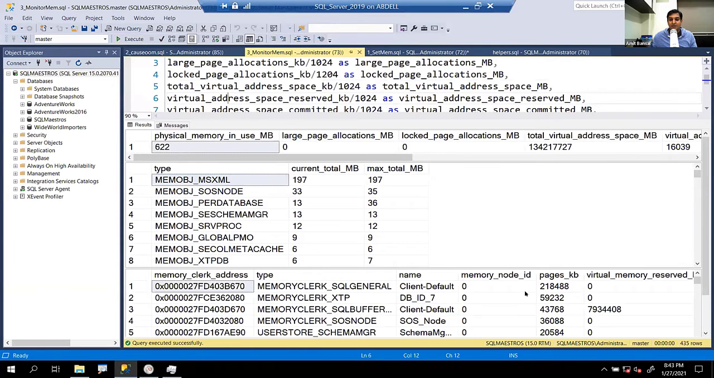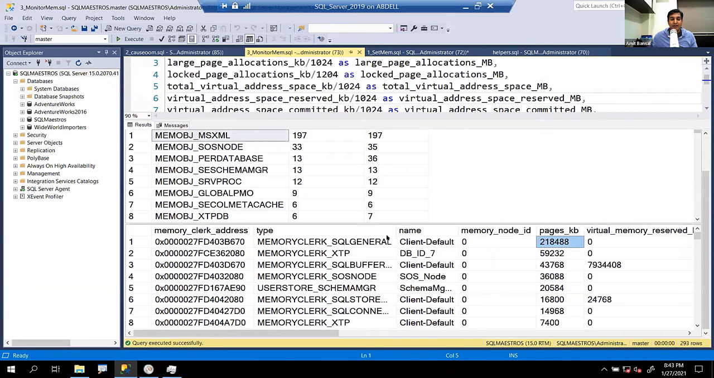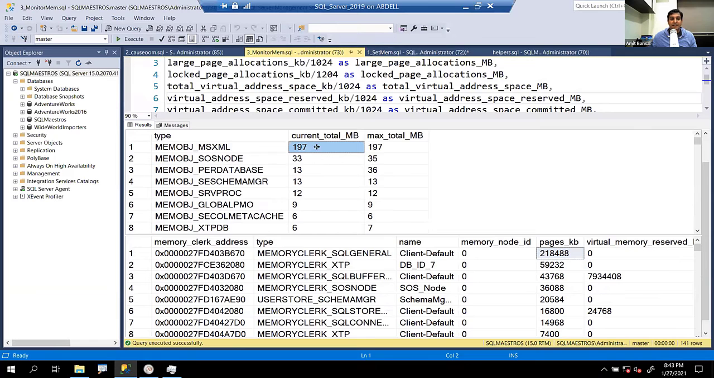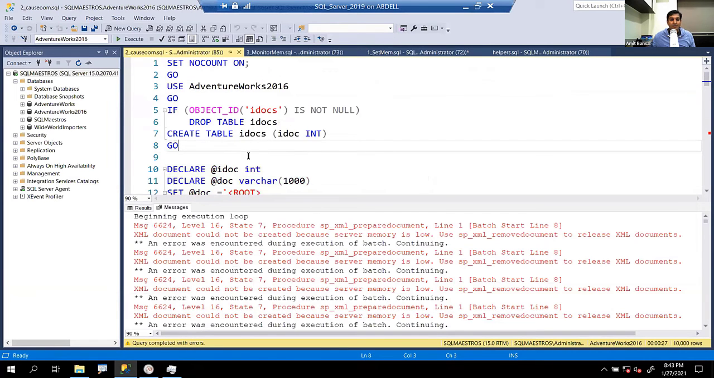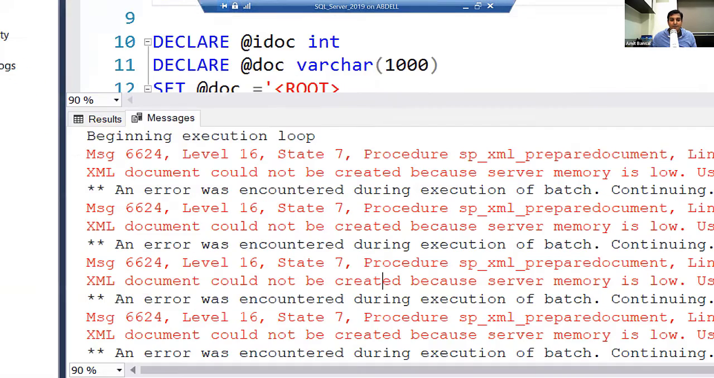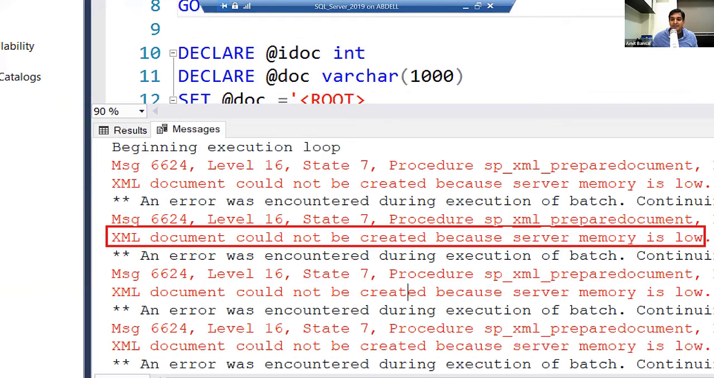And you can see SQL general is on top there, consuming close to 200 plus MB, which is MSXML there. And at some point, we start getting errors. So you can see the OOM errors. XML document could not be created because server memory is low. And this is what was expected.